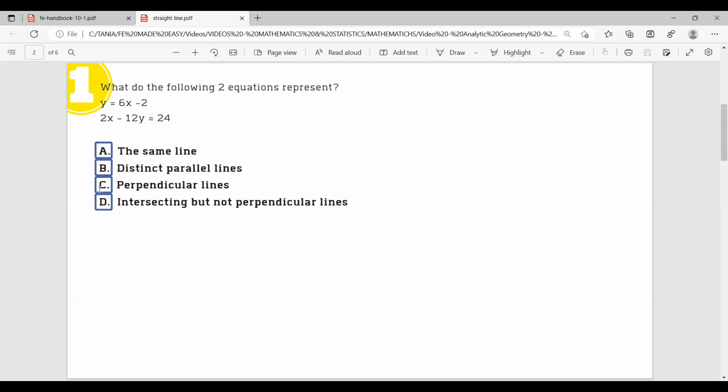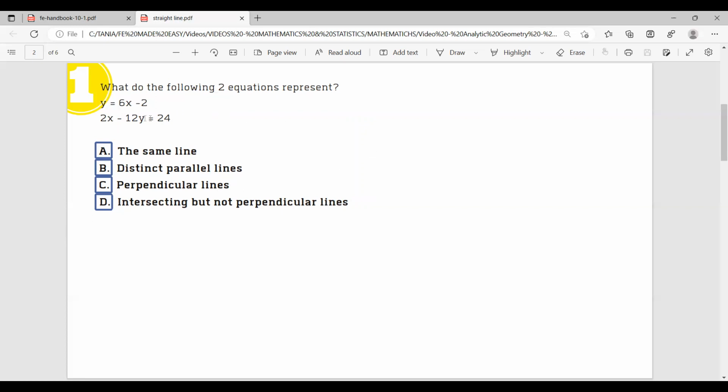Now, when two lines are perpendicular, it's given in the FE handbook: when m1, the slope of the first equation, is equal to minus 1 over m2. And D, intersecting but not perpendicular lines, will be the case when C is not satisfied.